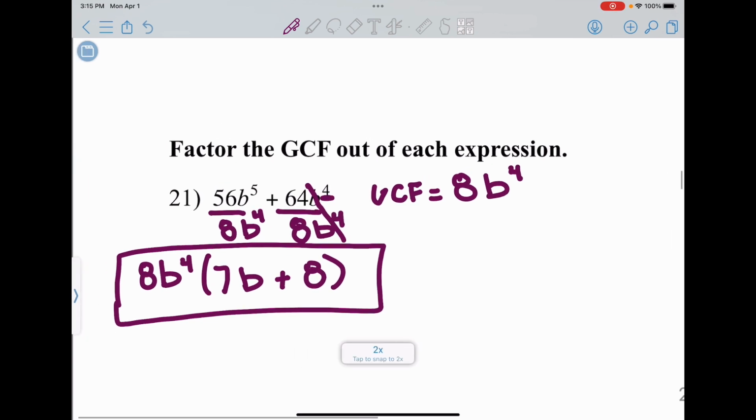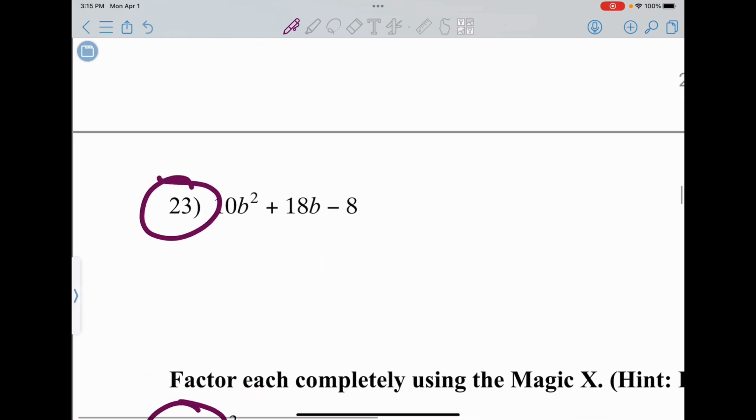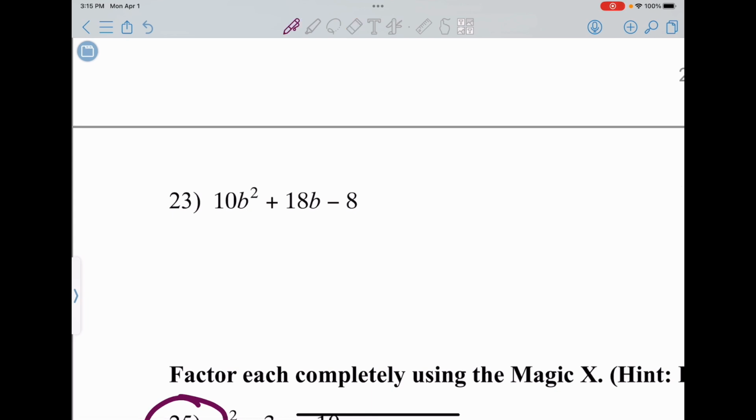Let's try this again. In number 23, once again, I'm looking for the greatest common factor. Now notice how that constant term does not have a b attached to it, which means we are not going to have any b's in our greatest common factor. But I do know that each of these terms can divide by 2. And so 2 is my greatest common factor.